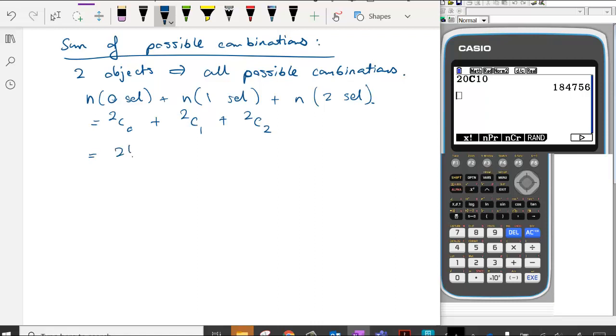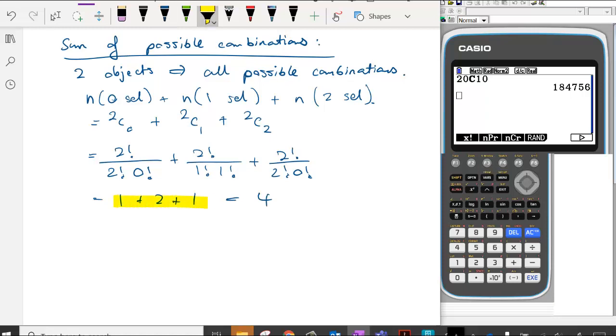And so this is 2 factorial over 2 factorial 0 factorial, 2 factorial over 1 factorial 1 factorial, and 2 factorial over 2 factorial 0 factorial. So this will become 1, and 2, and 1, and it adds up to 4. Now I know that you've seen this pattern before, 1, 2, 1. I'm also going to point out that this is 2 squared.